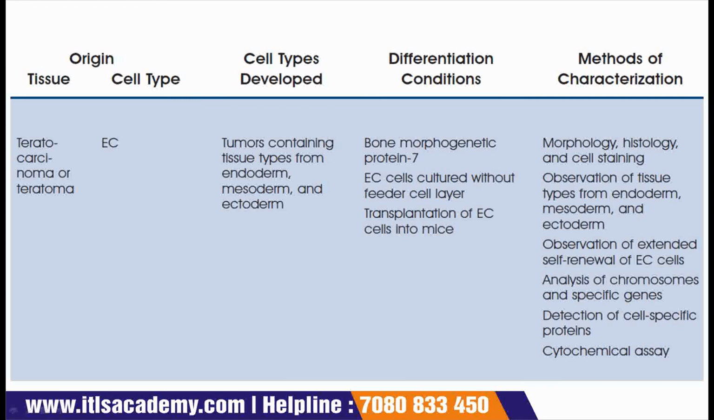Here again we are going to see some cells. The tissue of origin is teratocarcinoma or teratoma. Cell type is embryonic carcinoma cell, but the developed cell is tumor containing tissue types from endoderm, mesoderm and ectoderm, that is from all three germ layers. Differentiation conditions include BMP7, that is bone morphogenetic protein 7, embryonic carcinoma cells cultured without feeder cell layer, and transplantation of embryonic carcinoma cells into mice.